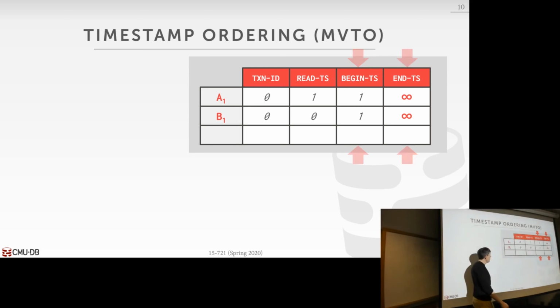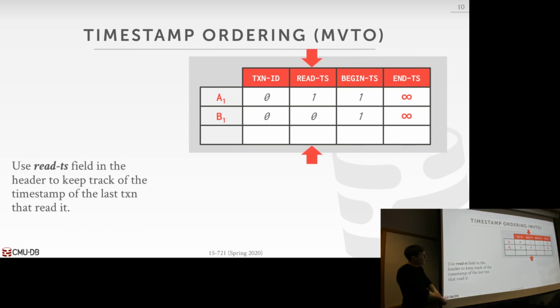All right, and then for MV2O, we need to also include the read timestamp. This is going to keep track of the last transaction that read this version. We use this to figure out, if we try to write a new version for this tuple and the read timestamp is greater than our write timestamp, then we know that somebody in the future read this tuple and would have missed our newer version, so therefore we have to abort.